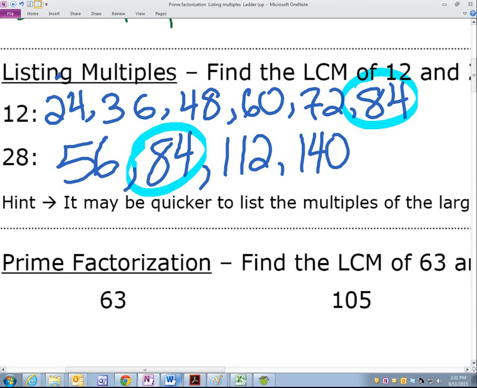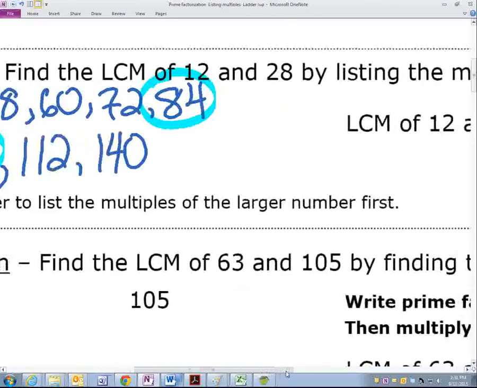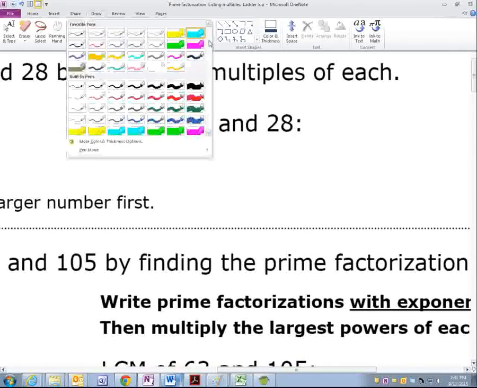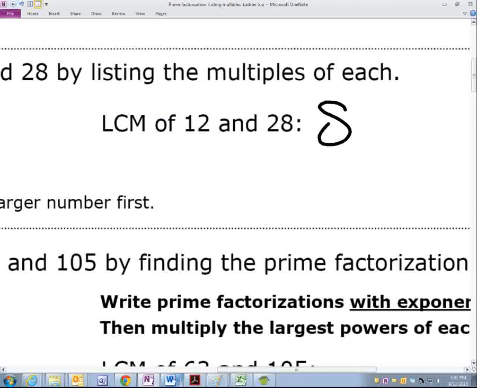So we have the LCM of 12 and 28 is 84. Okay?